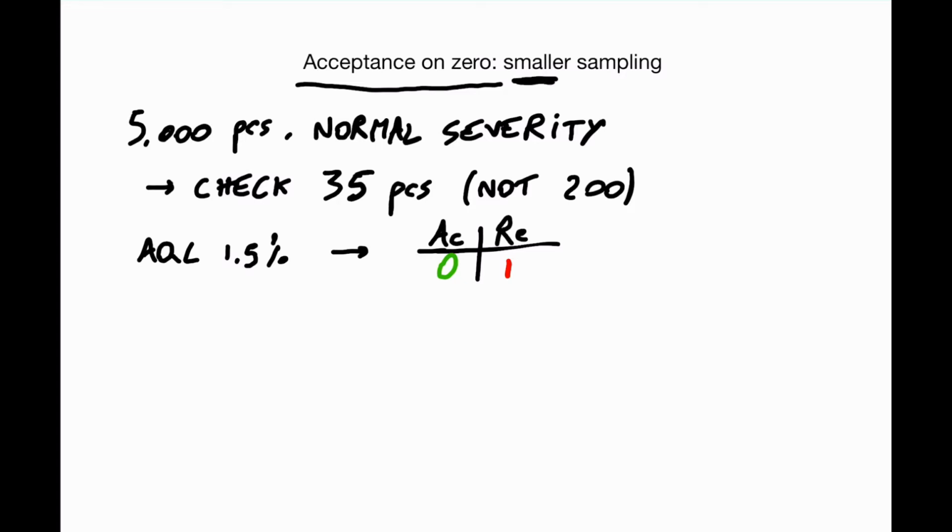Well, the big advantage is smaller sampling. This is one of the two advantages. So if we take the same example, we have 5,000 pieces, normal severity, there's no more level 1, 2, 3, special levels and so on, that disappears here. We only have to check 35 pieces. Not 200, only 35, wow. And again, if we say the AQL, acceptance quality limit, or the equivalent of it, is 1.5%, it's 0 and 1. So it means, again, 35 pieces, and out of these 35 pieces, if you find one defective, the whole thing is rejected. That's the way it works.